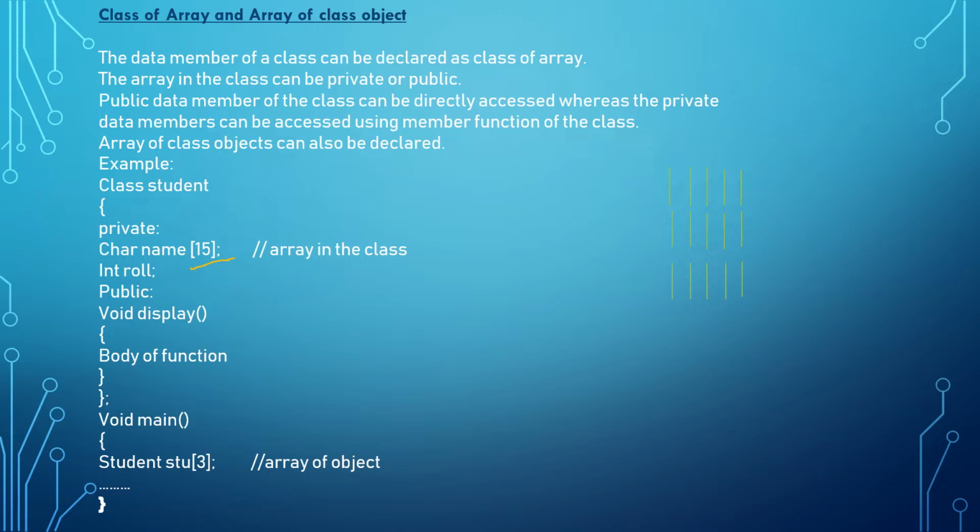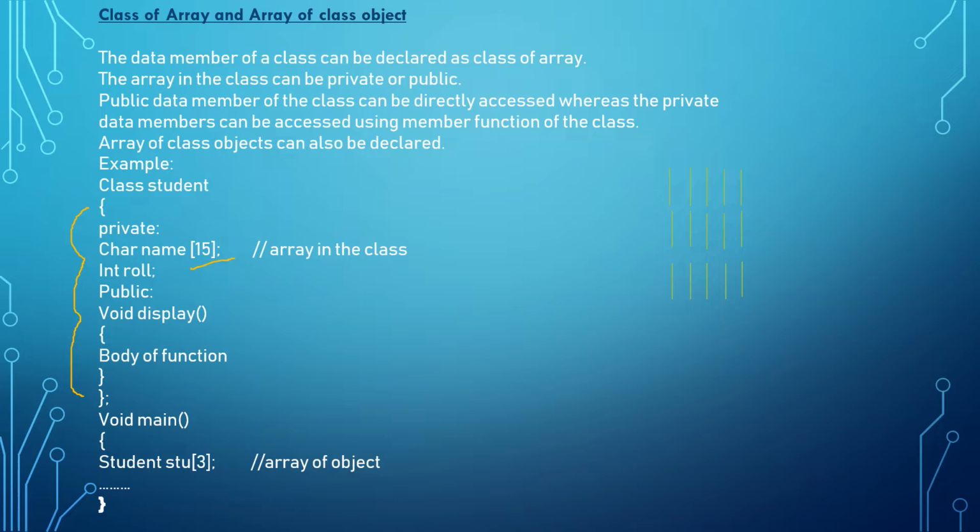For example, here we can see there is a class named students, and inside the class we can see the data members name and roll number and the member function display. So name here is a data member and this is an array. So when an array is used with the data member, we can say it is an array in the class.